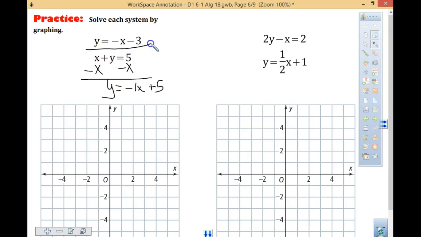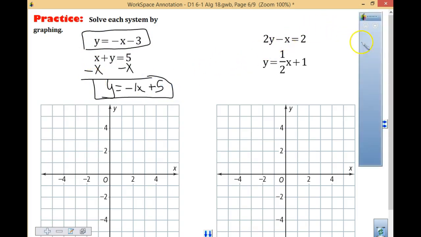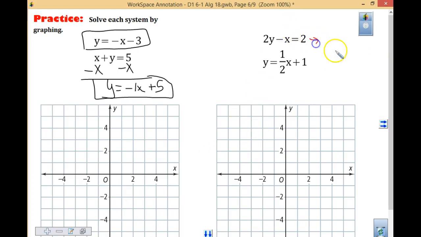Use your straight edge and graph these. Y equals negative 3x minus x. Check with your shoulder partner. When you do the second equation, again, you have to rewrite this equation. You have to get it into y equals, so you might add x to both sides.